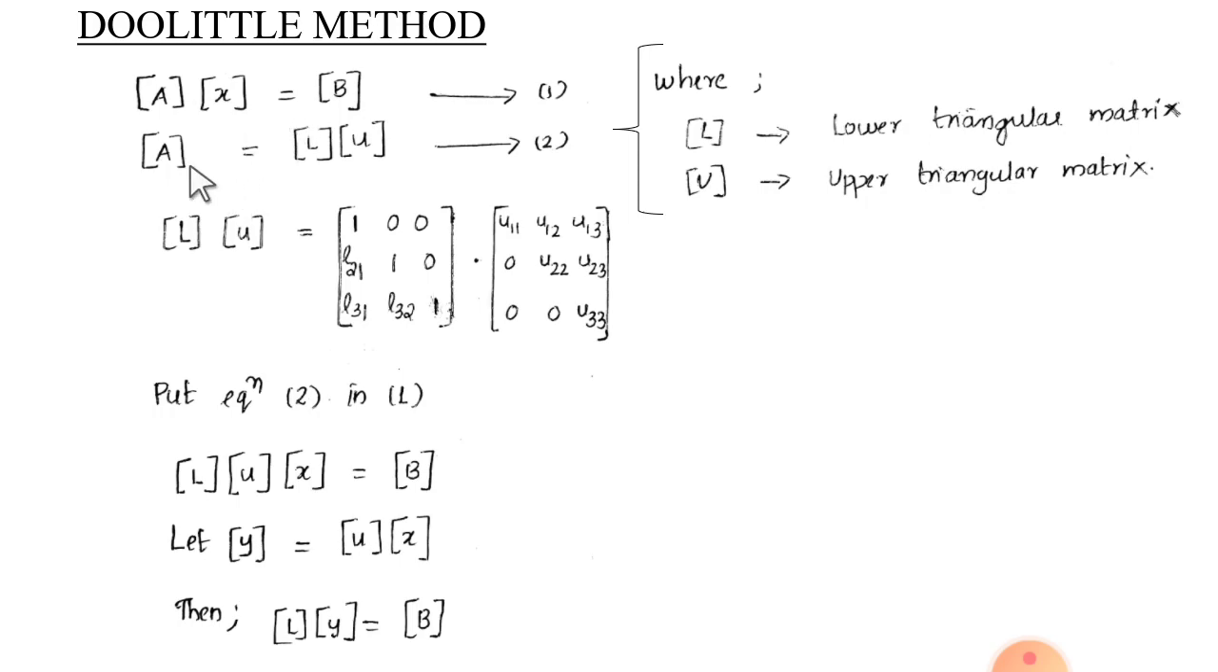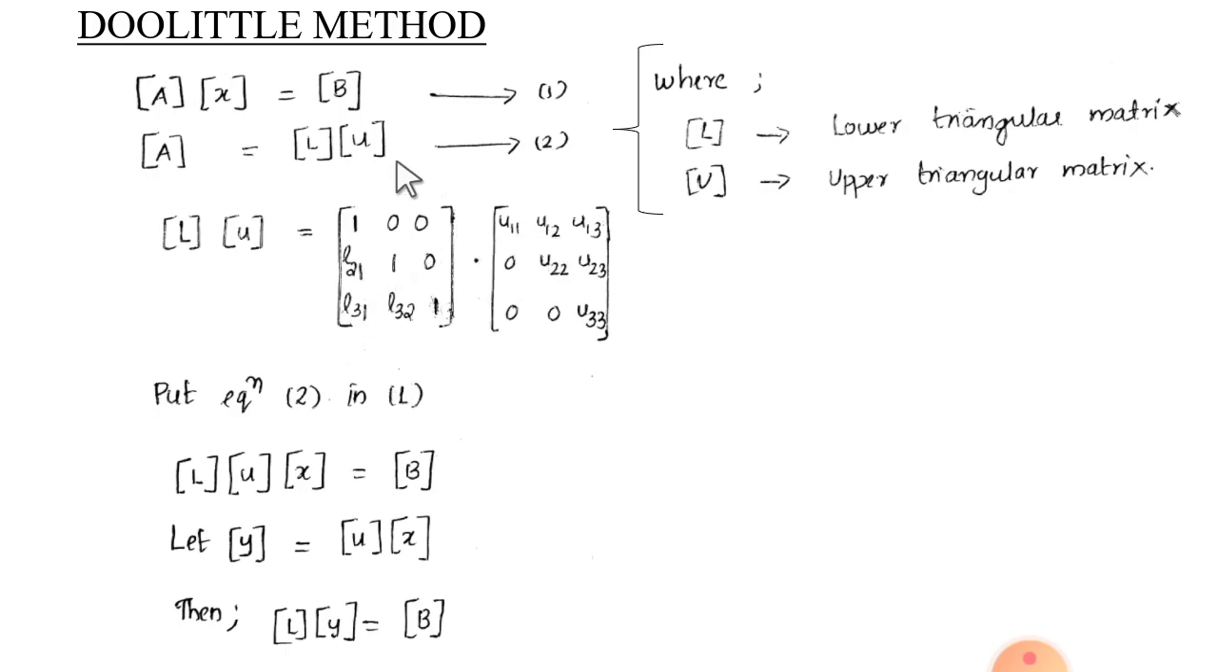Now, if the factors of A are known, then we can write the matrix A equal to LU, where L is the lower triangular matrix and U is the upper triangular matrix, written in this format. Notice that the lower triangular matrix has 1 in its diagonal, and the upper triangular matrix has the general matrix elements. So this is the format of the Doolittle method.